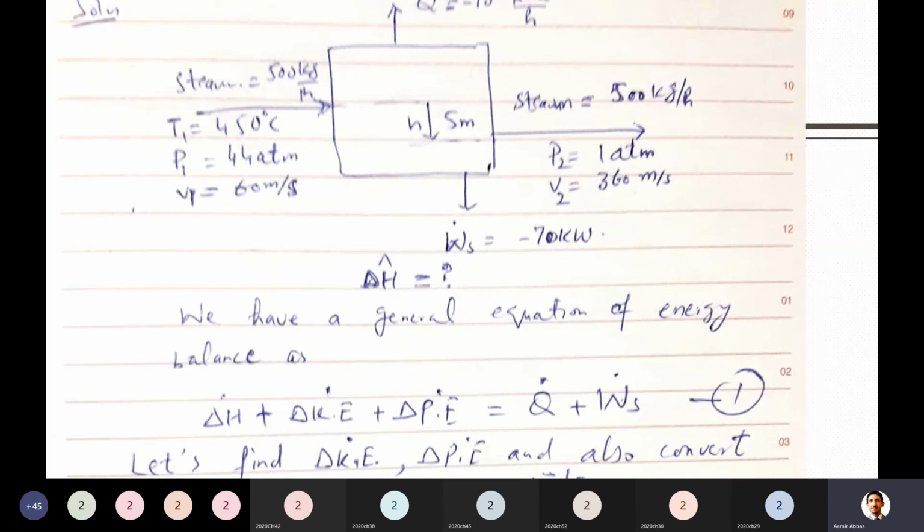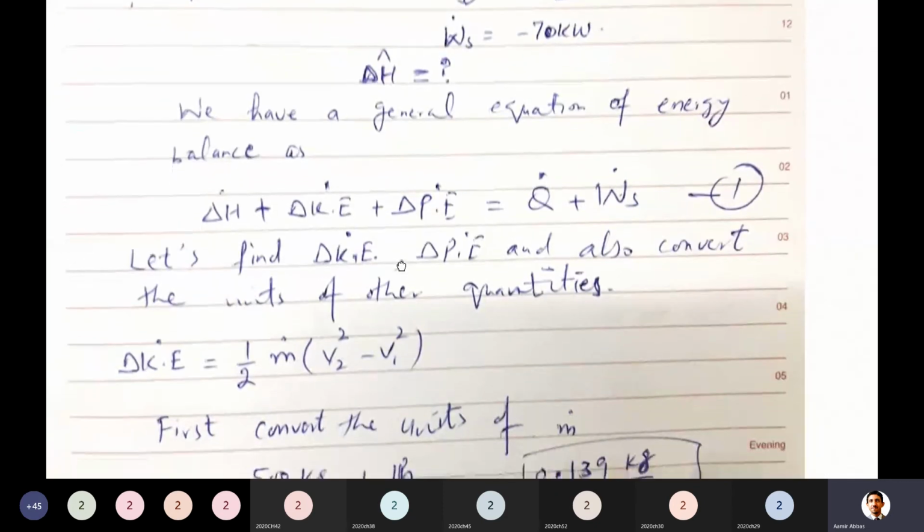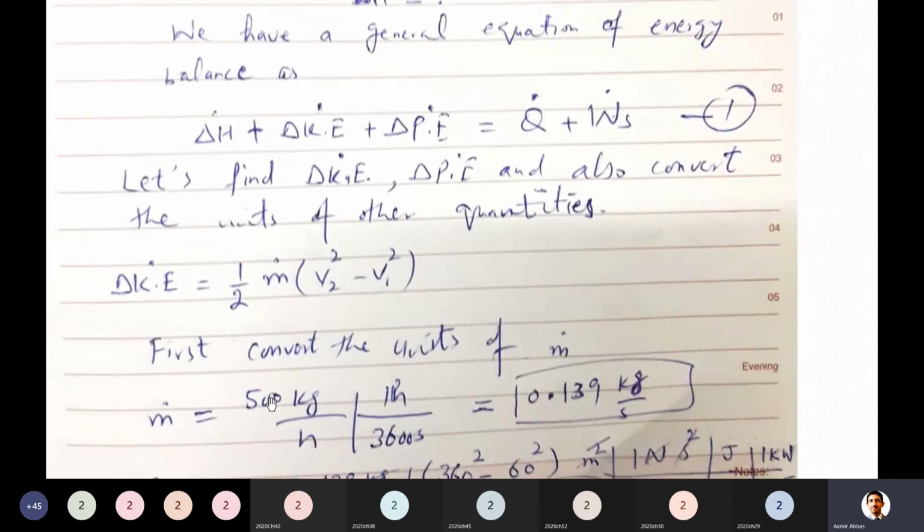Velocity at inlet is 60 meter per second, outlet is 360 meter per second, and the steam flow rate is 500 kilogram per hour. Here you can see in both of these units there is a unit of time, which in one is second and in the other is hour. It is more convenient to go for second, because here we have something in kilowatt, and kilowatt is kilojoule per second. So I have just converted the unit of mass from kilogram per hour to kilogram per second.